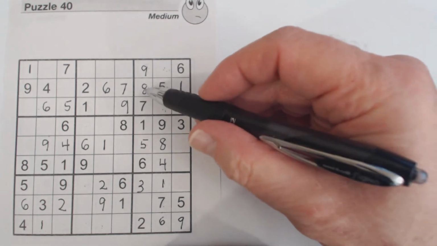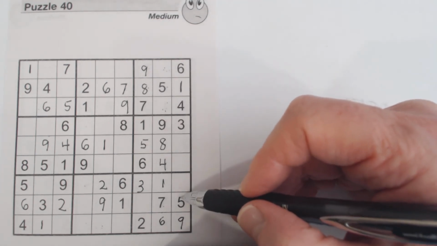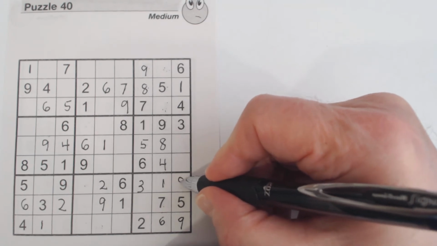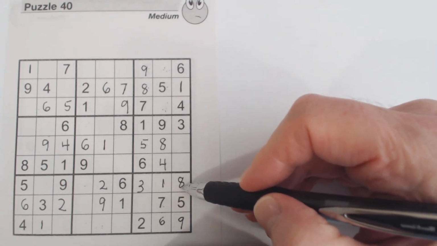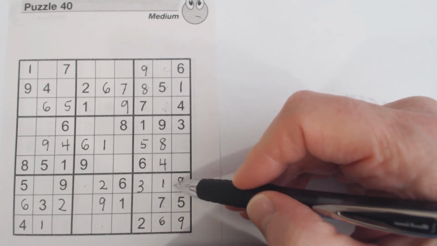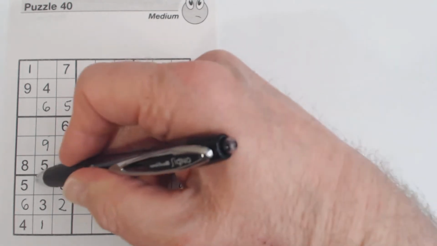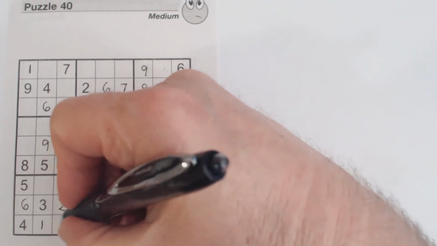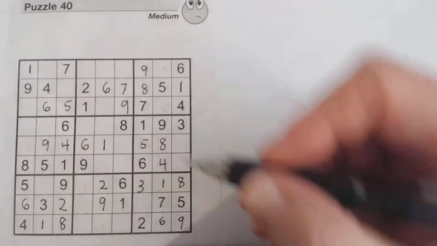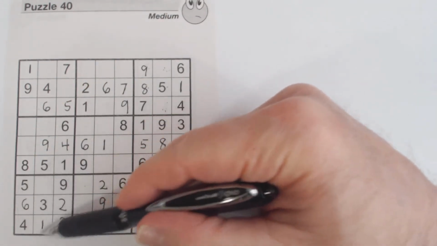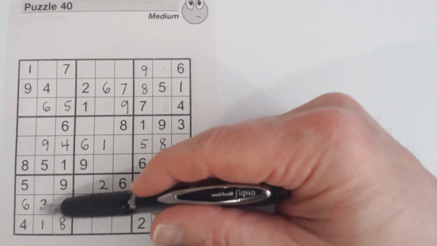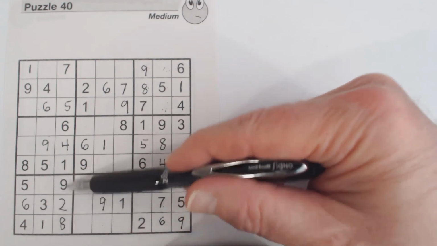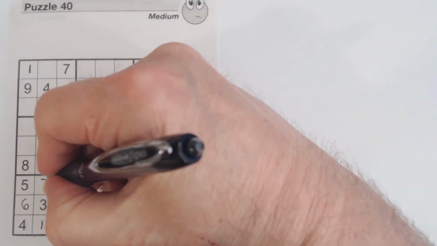Okay, so let's see. We've got an 8 right here because we have an 8 there and an 8 there. And got an 8 here and an 8 here, so we know that's an 8. And we've only got one number left here, and then we'll only have one number left here, so we can do those. 1, 2, 3, 4, 6, 7, 8, 9, 7.